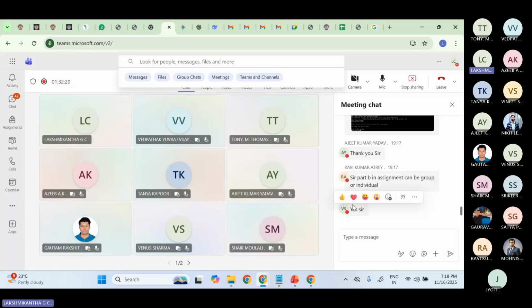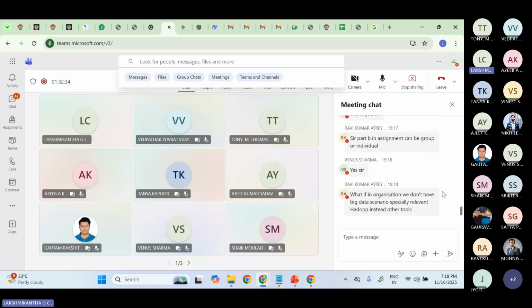Ravi Kumar, I have told you many times, it is an individual project. Part B is completely an individual project. As I told you, you have to take a problem from your company or organization. Then you have to use a minimum of 3 tools to complete the project. You take any problem and solve it by using big data.